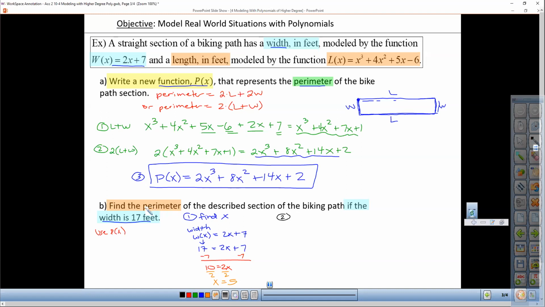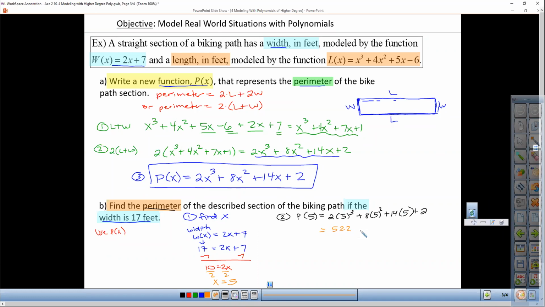Now I can figure out my perimeter. So I'm figuring out what is p of 5. I'm going to do 2 times 5 to the 3rd power plus 8 times 5 squared plus 14 times 5 plus 2. All right, so let's figure out what that is. And we can use a calculator there to help us do that more quickly. All right, so here we're hopefully getting 522.